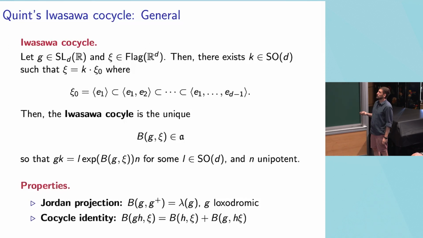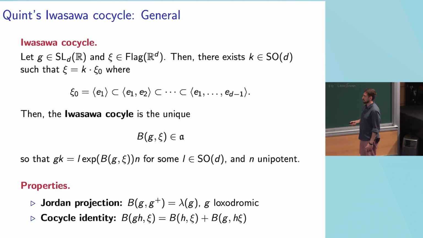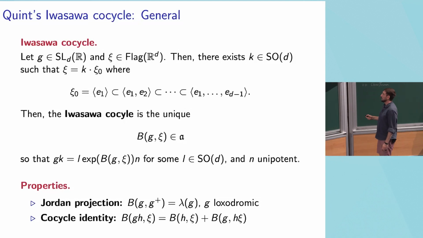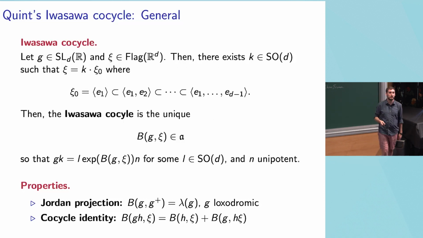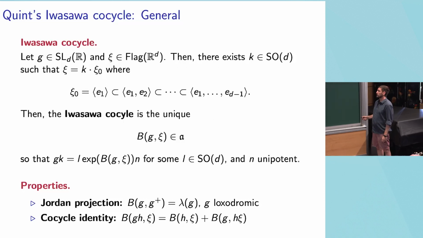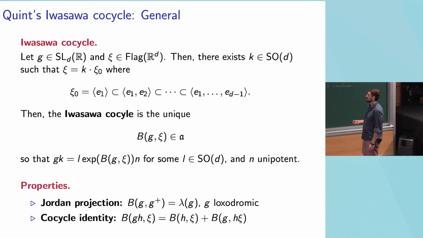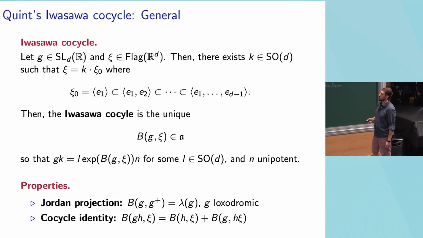So maybe the properties of this Iwasawa cocycle that are very nice. The main property I want is that if I take a loxodromic element, this loxodromic element has an attracting flag. And if I look at the Iwasawa cocycle of G with the attracting flag, I get exactly the Jordan projection. So somehow it's capturing the length. And then here for fun, I also put the cocycle identity if you want to work it out. But the loxodromic part is important.